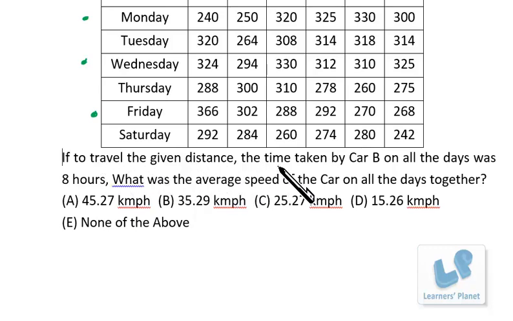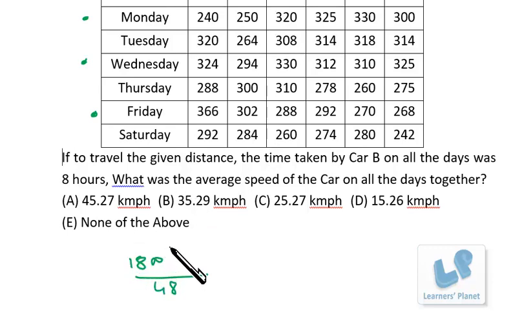If to travel the given distance, the time taken by car B on all the days was 8 hours, what was the average speed? So average speed is basically total distance by total time. So total distance will be addition of all these data, and total time is 8 hours per day, that means in all it is 48 hours. Right? Now you can use even deviation method to find out the total distance. Either you can add all of them or you can find out the deviation, find out the addition by deviation. So in all I assume the average to be 300, that means total distance is 1800.